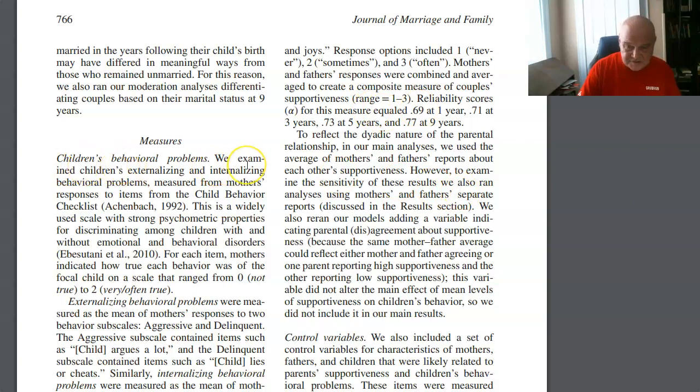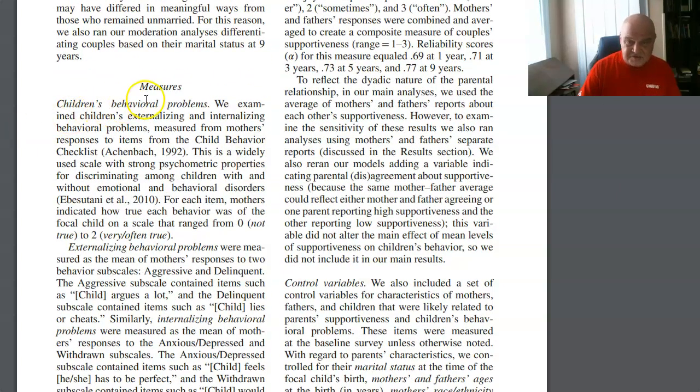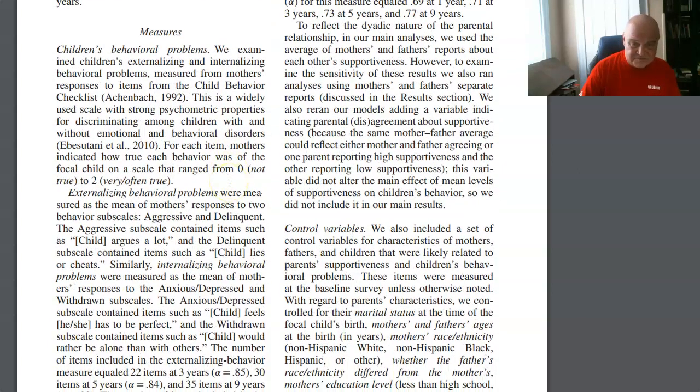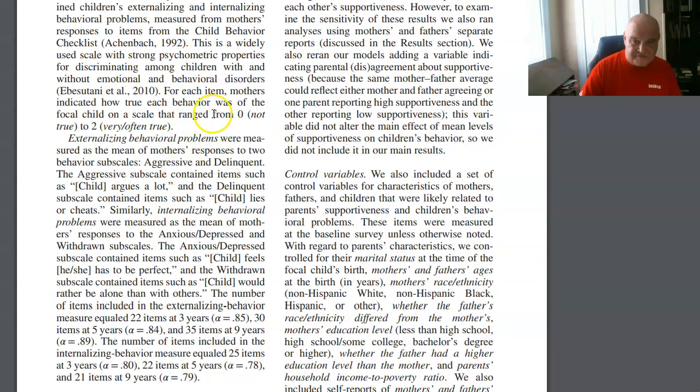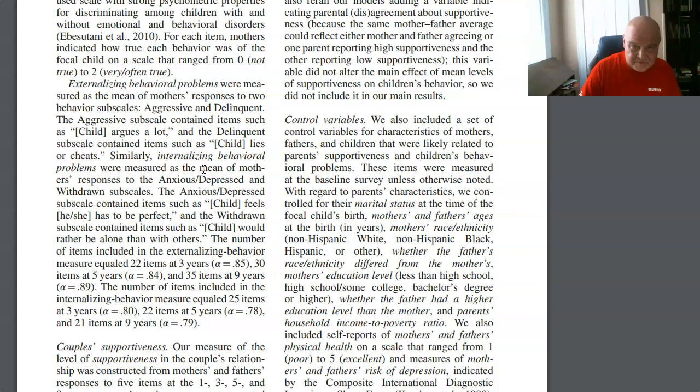Okay, then what else are we looking at? Identify the variables in the study. Okay. Measures. Okay, here you go. Children's behavioral problems. They measured the mother's responses to items from the child behavior checklist, scored 0 to 2. Okay, that's how they identify the variables. They developed this variable first, externalizing behavioral problems. Okay, child lies or cheats. So externalizing behavioral problems is one variable. That is going to be a dependent variable.